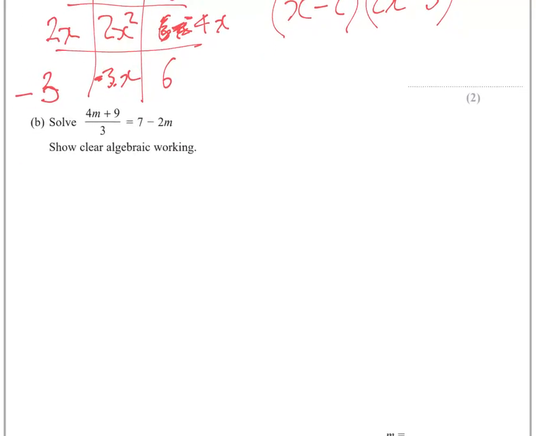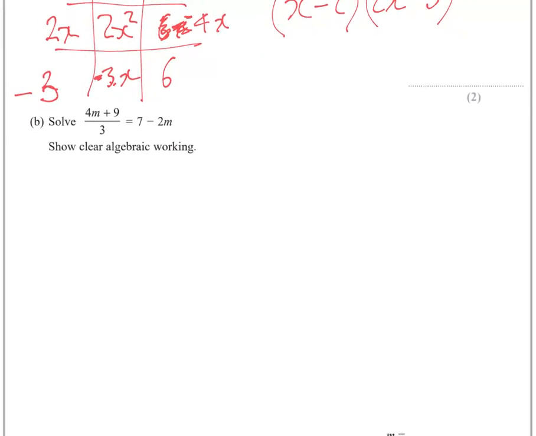Okay, solve this. 4m plus 9 over 3 equals 7 minus 2m. So the key is getting rid of the fraction first of all. So to get rid of the fraction, I'm going to multiply by 3. So that's the first thing I do. So I multiply everything by 3. If I multiply this fraction by 3, it just stays as it is. And then I multiply this side by 3, so I'm going to get 21 minus 6m. So this was divided by 3, so I multiply by 3, it stays the same. And this one I multiply everything by 3.